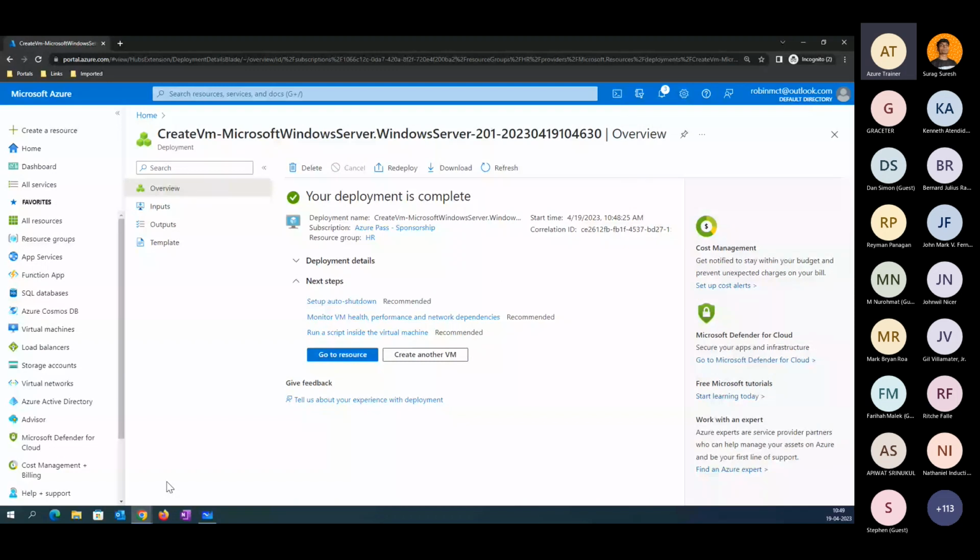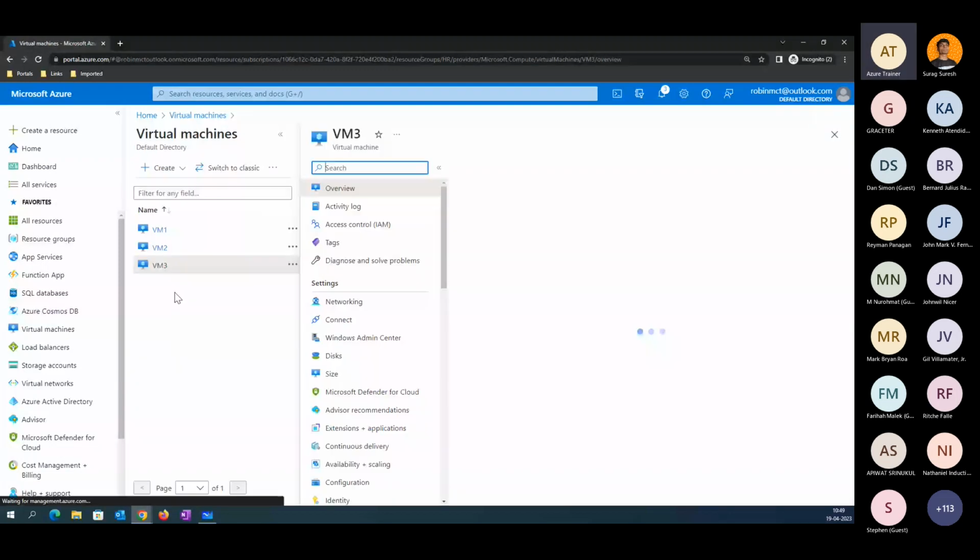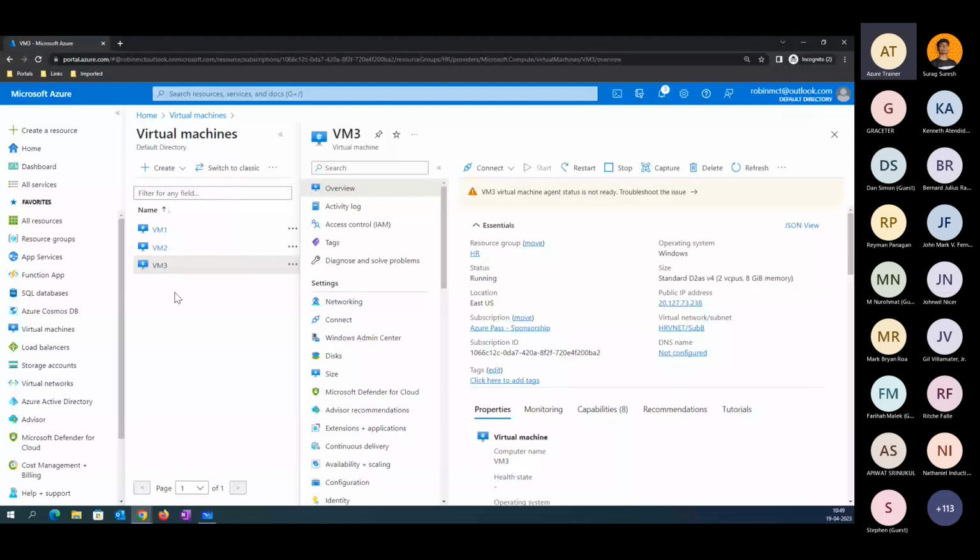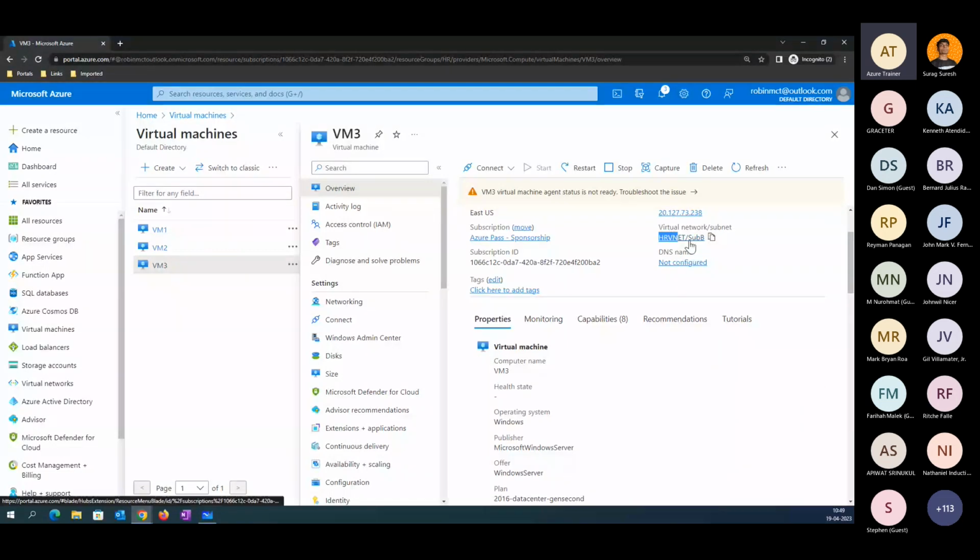Right now, you may be able to see that VM3 has been created. If you go to the properties, VM3 has been created with the help of HR VNet, and right now it has been associated with subnet B here. Previously, you may have noticed VM1 and VM2 were created in subnet A.